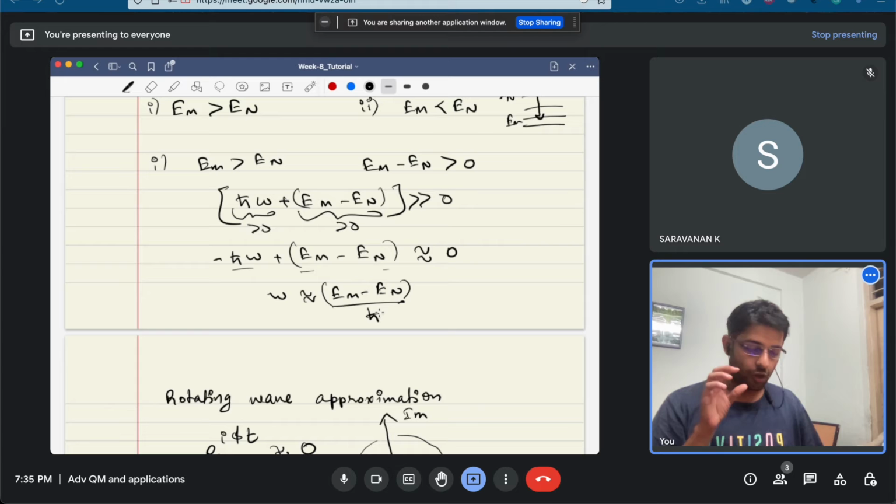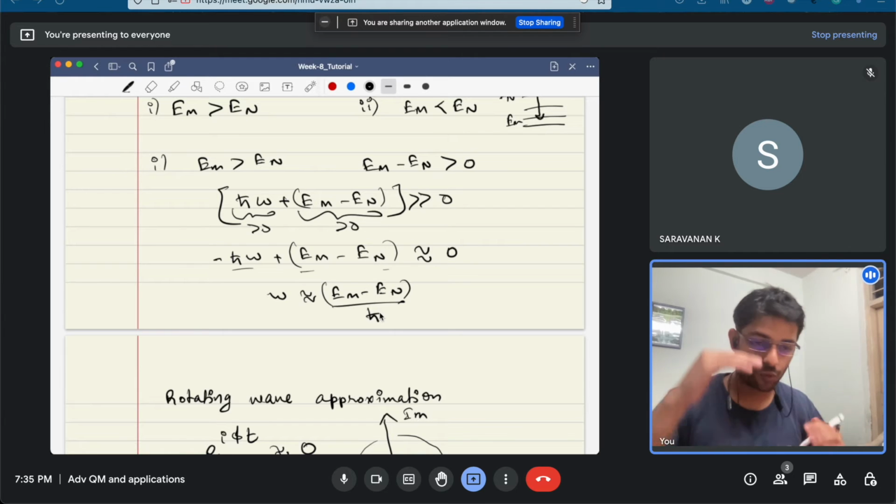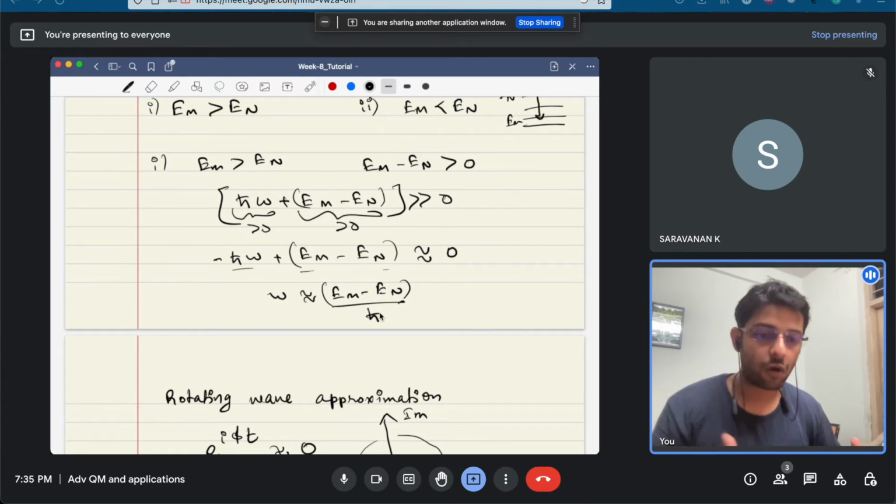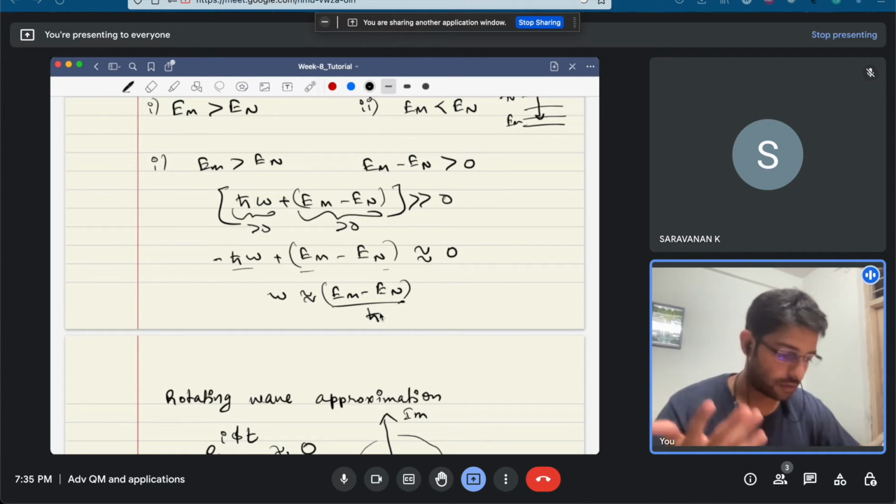So whenever your frequency is close to the energy difference between the two states, only then the system is excited, or otherwise it's not really excited. Okay, so only these transitions take place.